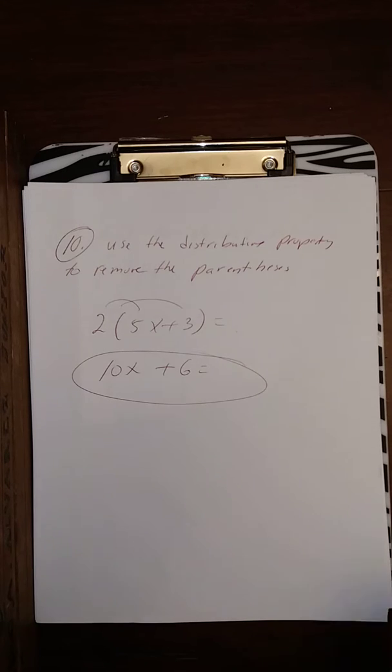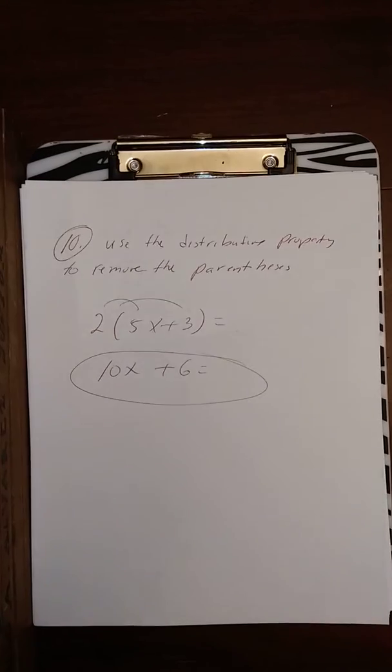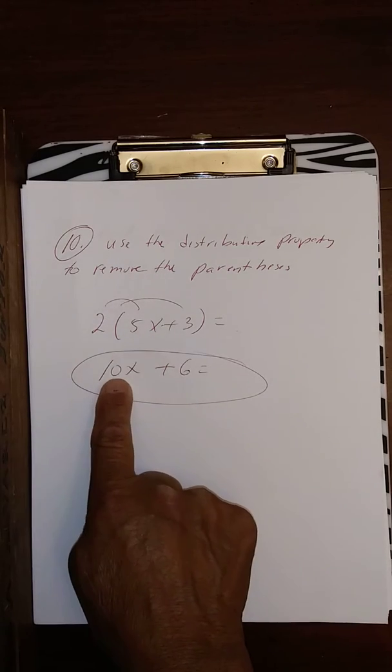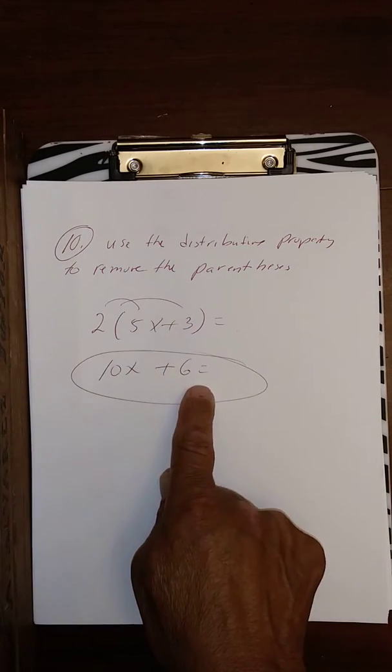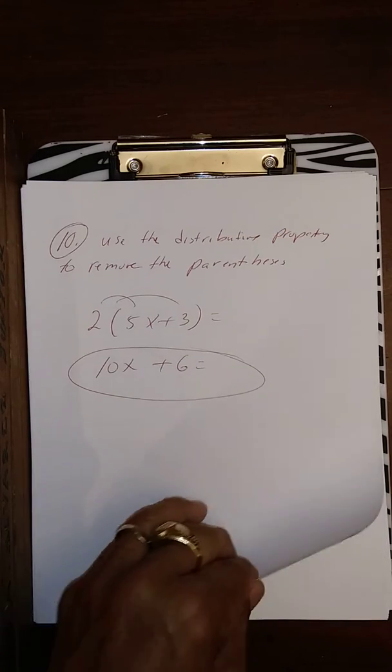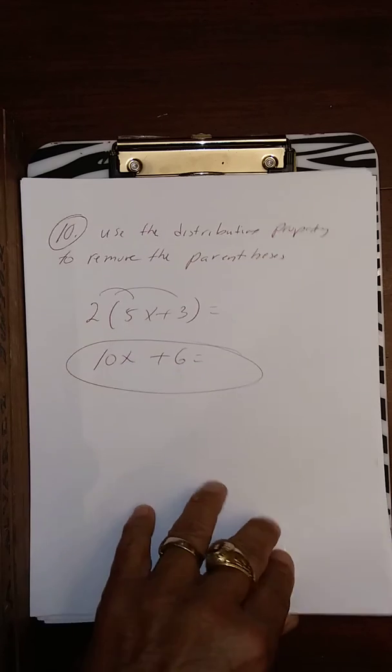Use distributive property to remove the parentheses. Okay, let's see. 2 times 5 is 10x. 2 times 3 is 6. So that's the answer right there. Next one.